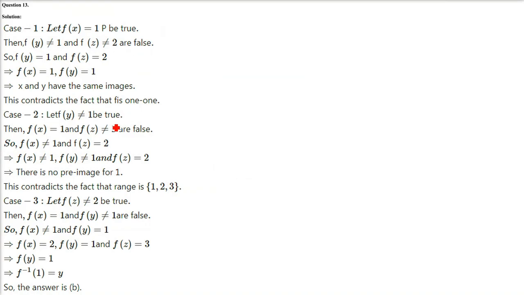This is question number 13. Let f be an injective map with domain x, y, z and range 1 to 3 such that exactly one of the following statements is correct and the remaining are false. So first, it is clearly being said there is a mapping. The domain is clearly given, the range is clearly given. The domain is x, y, z and the range is 1, 2, 3.